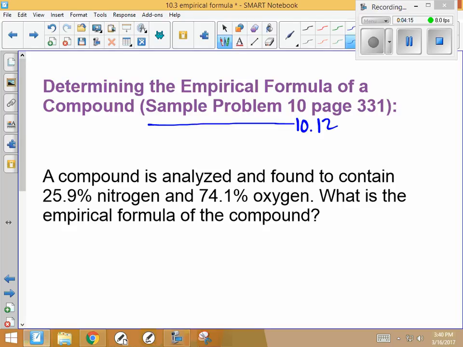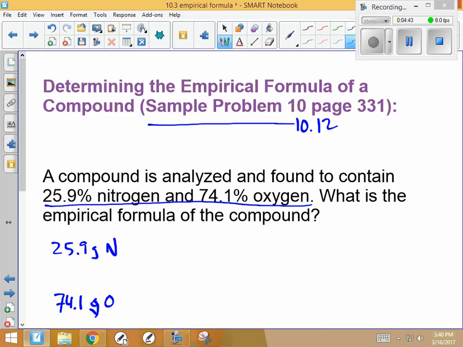First thing you need to do is determine how many moles you have. Now let's assume that we have 100 grams of this compound. If we have 100 grams of this compound, we will have 25.9 grams of nitrogen, and we'll have 74.1 grams of oxygen. Now, we need to convert that to moles.